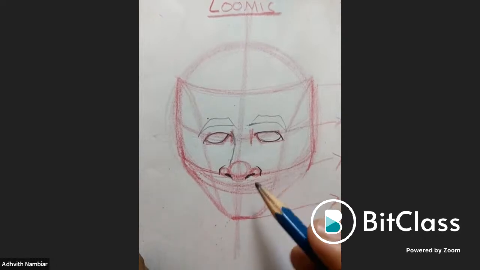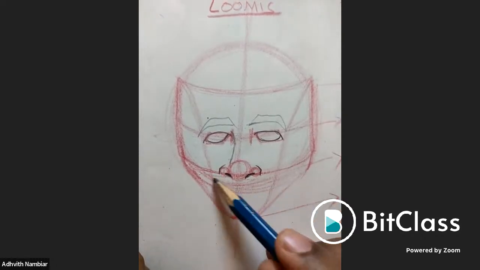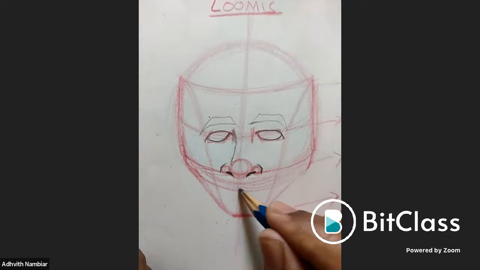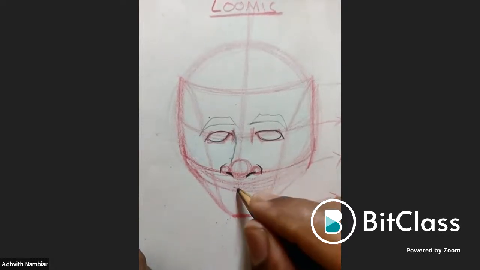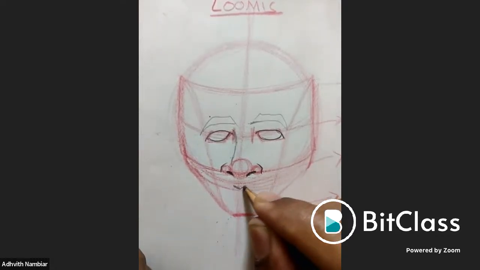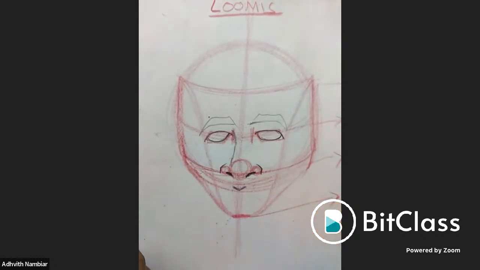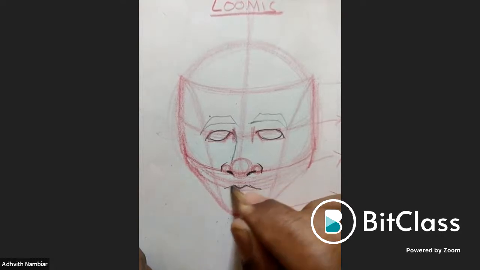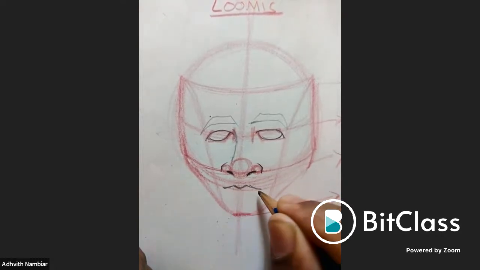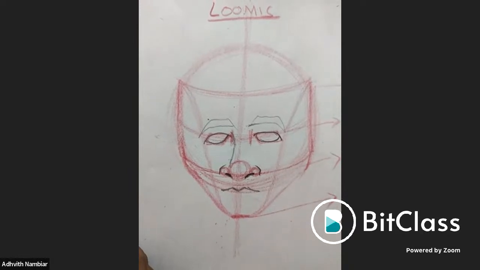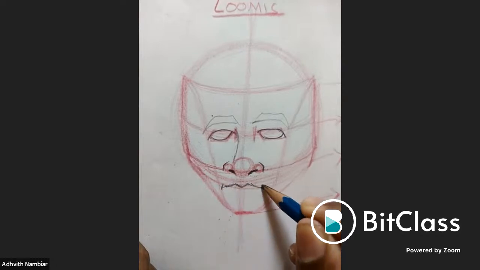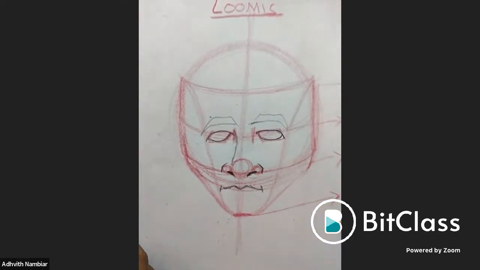The mouth, we don't have a mouth line, but I'll use this curvature of the circle for my mouth line. So what I'll do is I'll just make a V shape over here, just a V shape, and then just kind of drag it out on the two sides. Don't make it too broad, okay? Don't make it too broad. Like that.